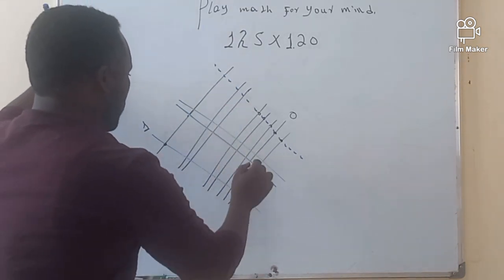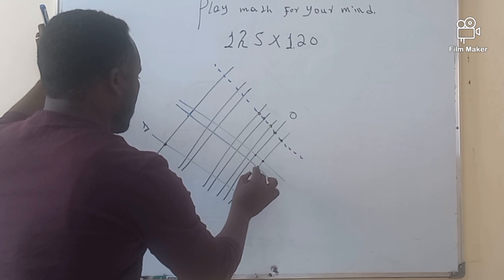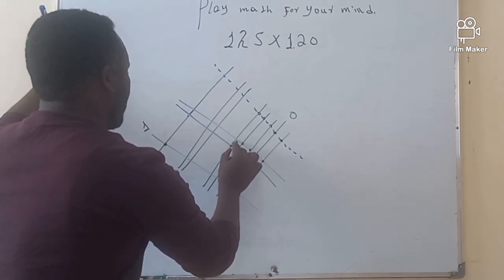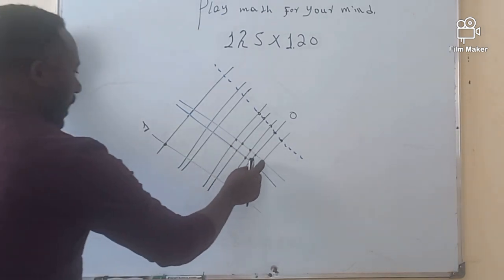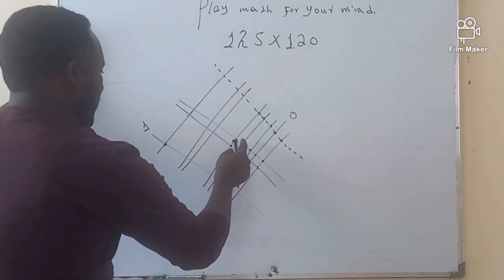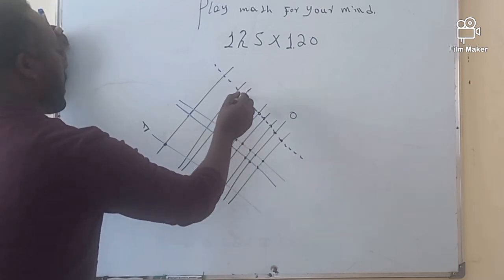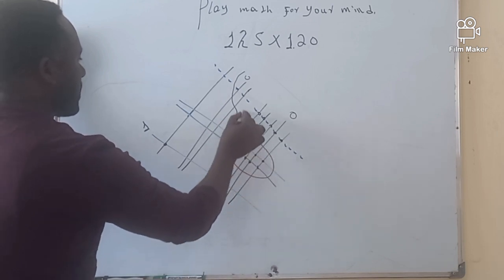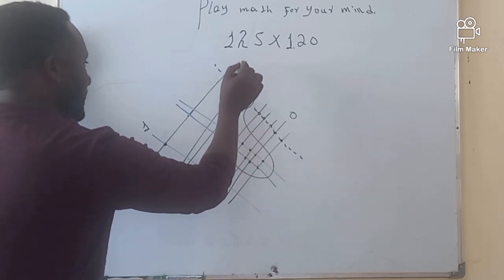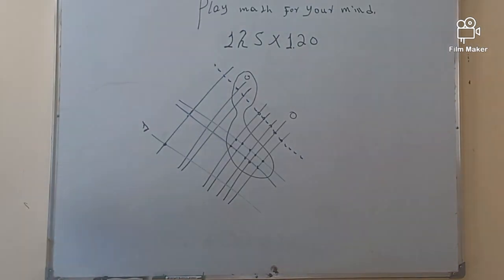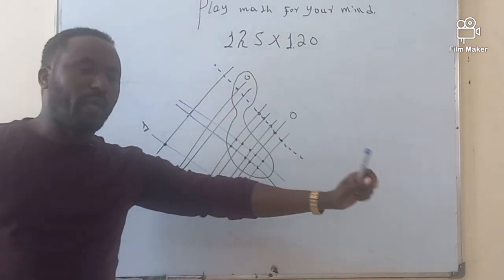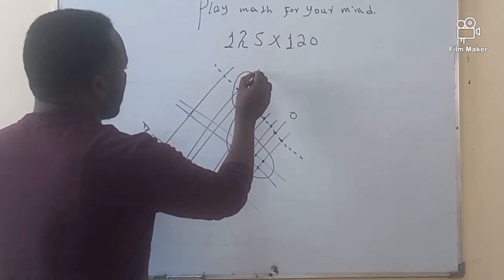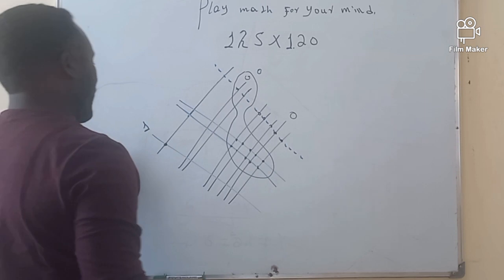Look, how many intersection points do we have here? 1, 2, 3, 4, 5, 6, 7, 8, 9, 10. And there is 0. So we need to just add these, and that is going to be 10. But in any digit, there will be a unique number. So 10 means we have to write only 0, and 1 should be carried to the next.